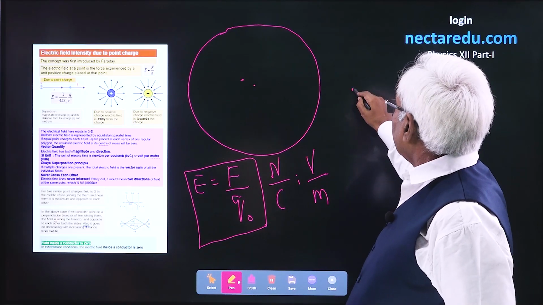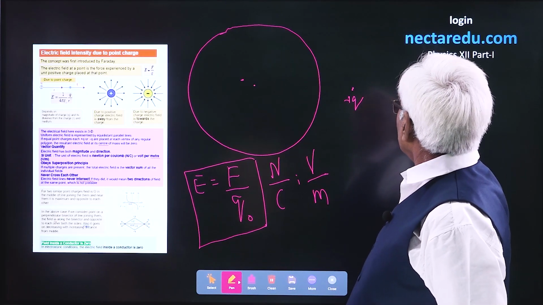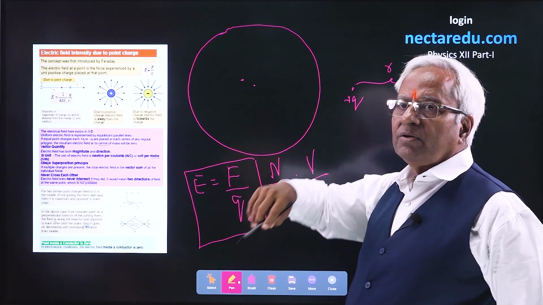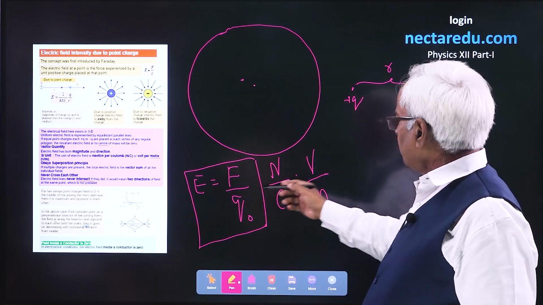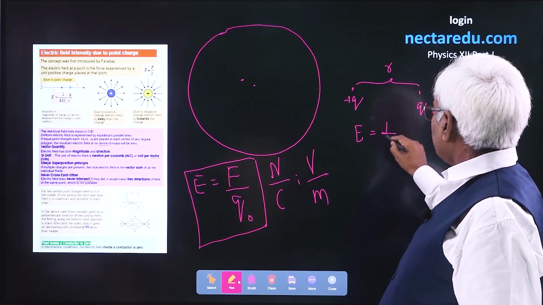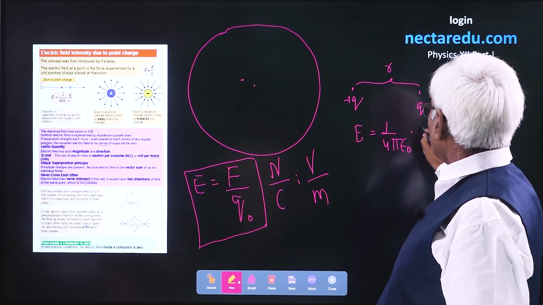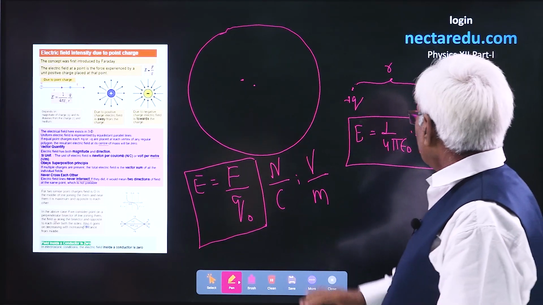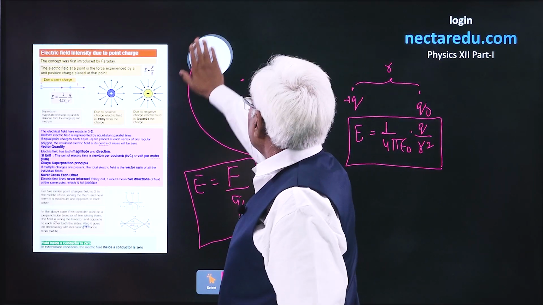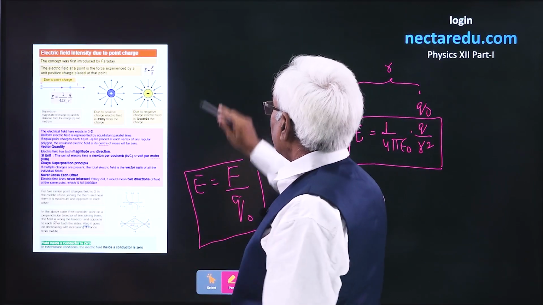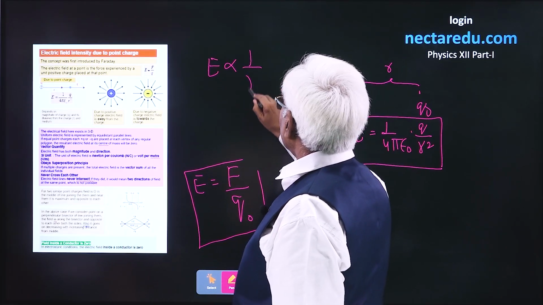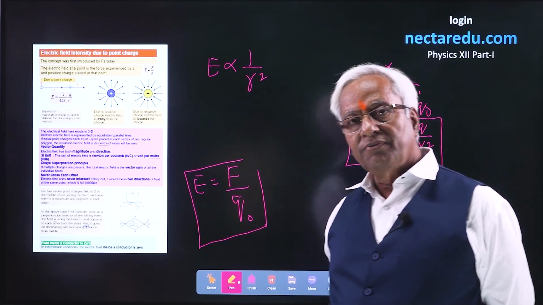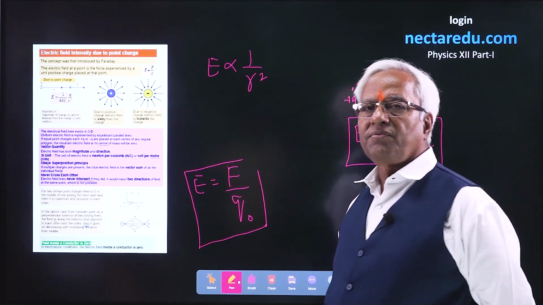Now, if we calculate the force by a charge over the other charge placed at distance, say small r from it, we'll put the value here in the formula, and finally you'll get the relation for electric field at a distance small r from a point charge equal to this much. See, in this relation, you must have noticed E is directly proportional to 1 upon r square. This is also known as inverse square law, which is common to gravitational field and at the same time magnetic field as well.